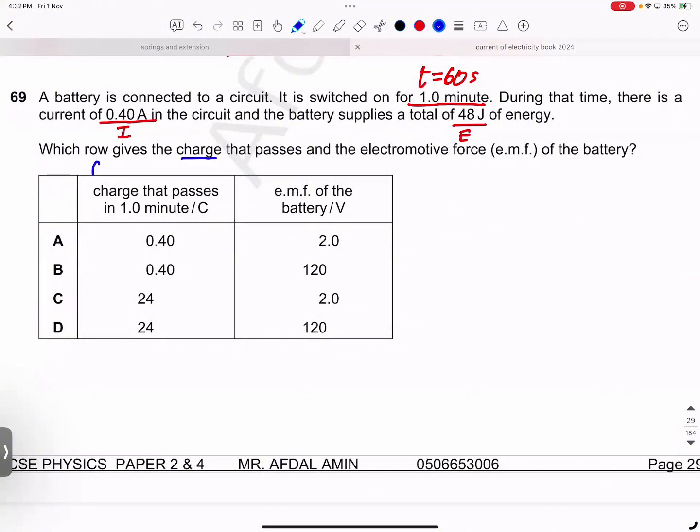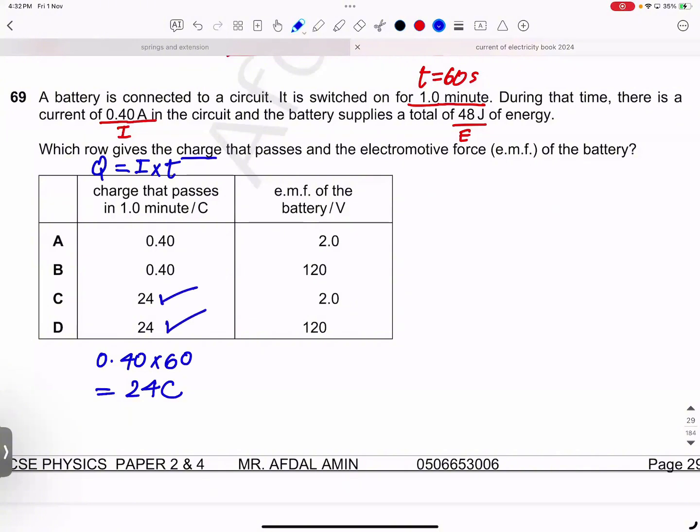Charge, Q. Charge formula is Q is equal to I multiplied by T. I, they gave you 0.40. Time, they gave you 60 seconds. If you multiply them, it's 24 coulombs. Option either C or D.